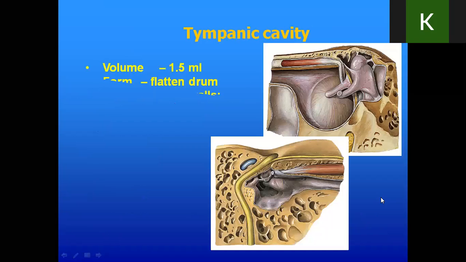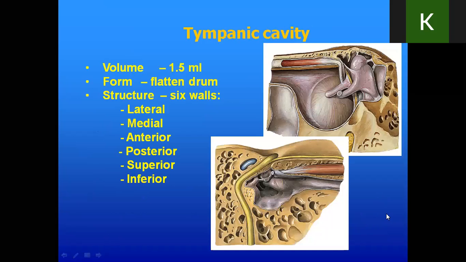Here you can see the tympanic cavity. Tympanic cavity means middle ear. Now we understand the middle ear has 6 walls, and inside there is a space called the tympanic cavity. It means again the middle ear, and the volume of this space is 1.5 ml. It is flattened, like a flattened drum, the eardrum.